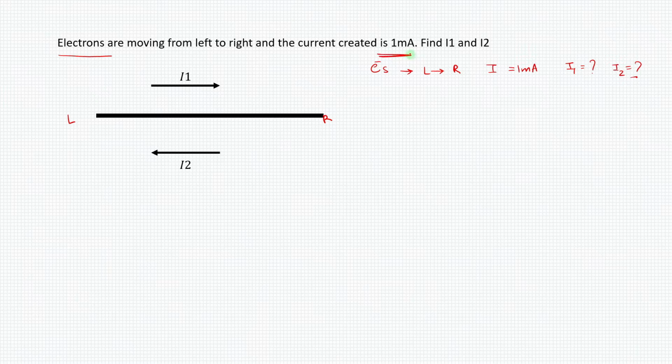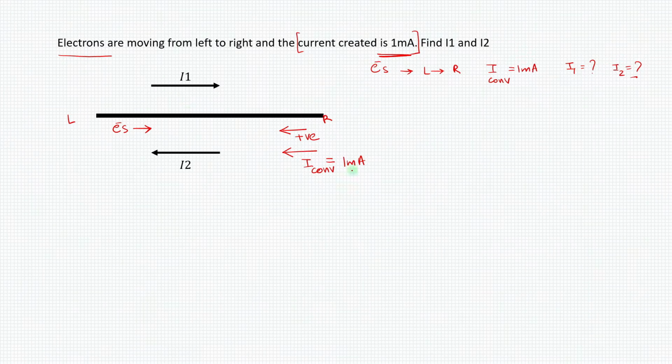Now the current which is given here is conventional current. Okay. So electrons are moving from left to right. So in what direction will the positive charges move? The positive charges will be moving in the opposite direction, from right to left. And the direction in which the positive charges move is the direction of conventional current. Okay. And that conventional current value is 1 milliampere. So any current which is given or measured is always conventional current. You have to understand that.